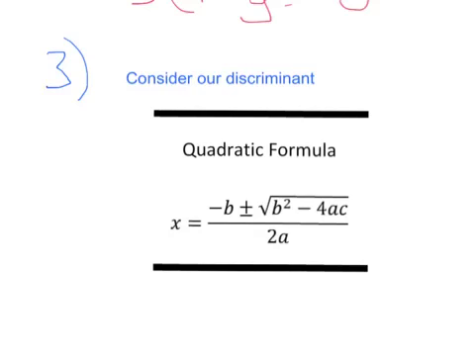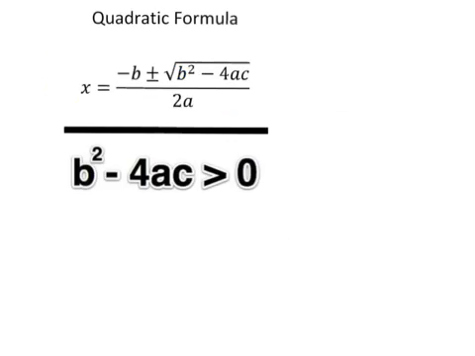So, if b squared minus 4ac is greater than 0, as in it's a positive number, we say that we've got two real roots. So there'll be two distinct different roots. We can write in our notes b squared minus 4ac, if that's greater than 0, we have two real roots.